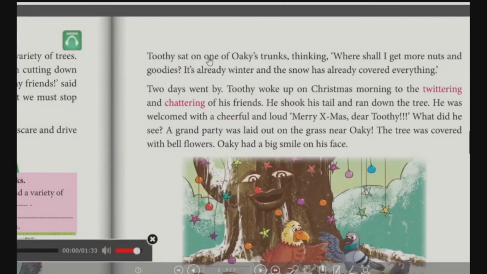Toothy sat on one of Oaky's trunks, thinking. Where shall I get more nuts and goodies? It's already winter and the snow has already covered everything.